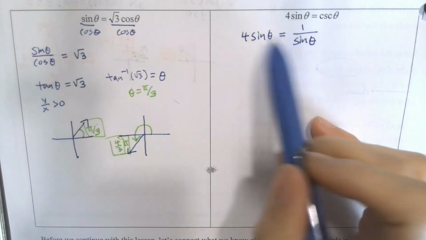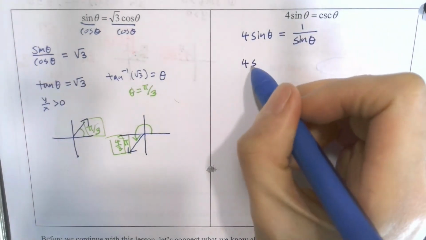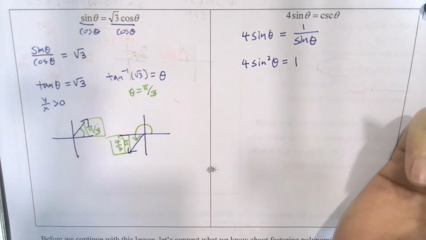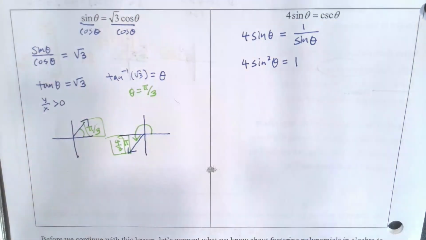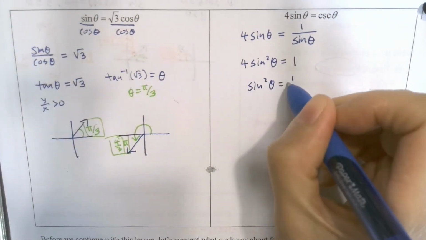What are we going to do? What if I go ahead and multiply both sides by sine theta? Then 4 sine squared theta is equal to 1. Yay, alright. We have a single trig ratio. Divide both sides by 4. Sine squared theta is equal to 1/4.